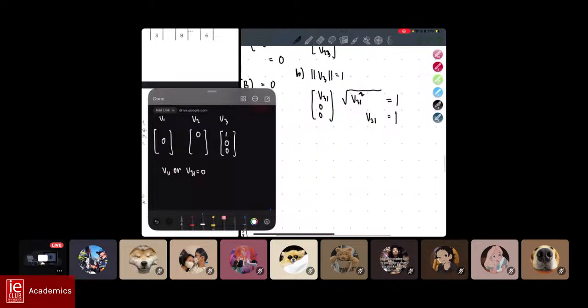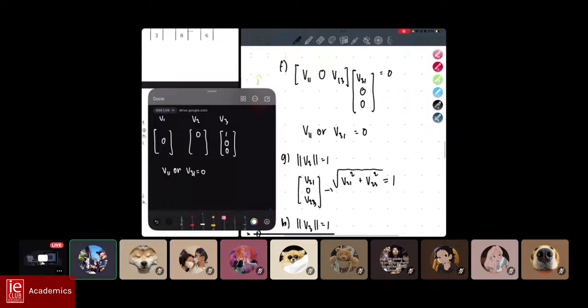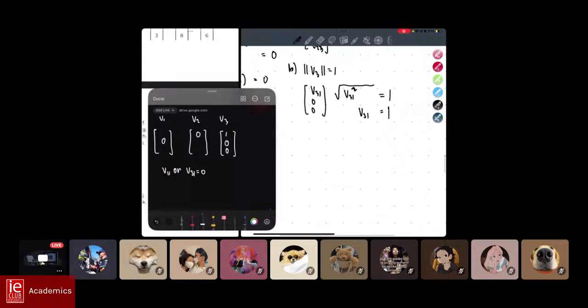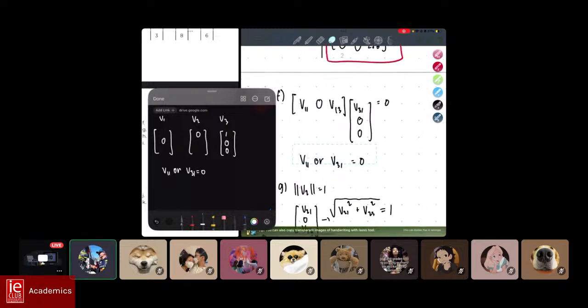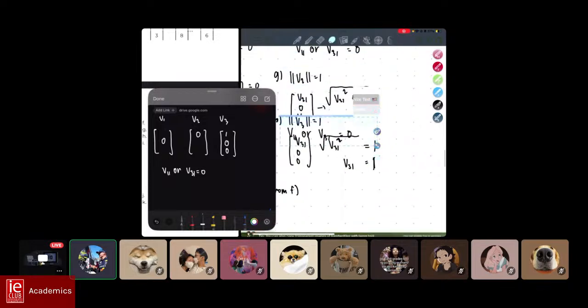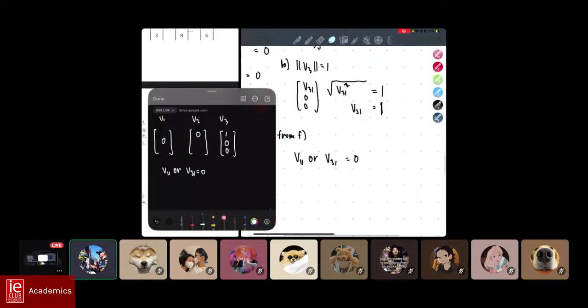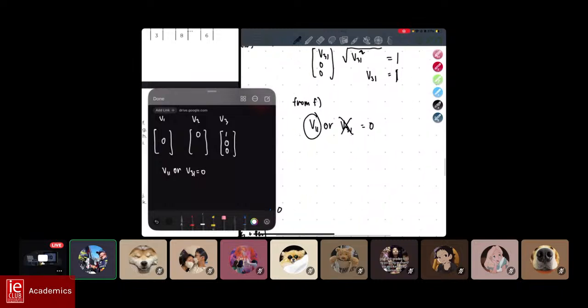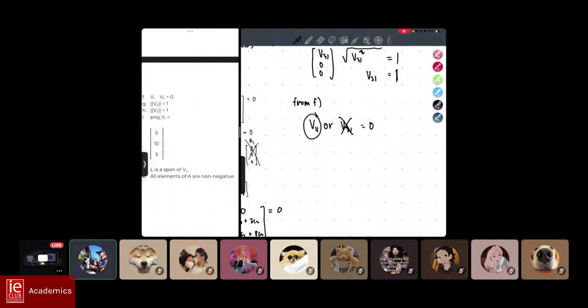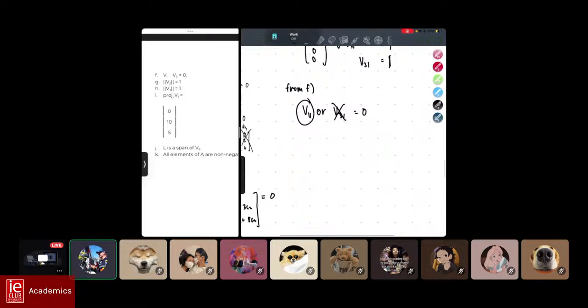We found V3. We can go back to F. From F, remember na, we set this property. We had this piece of information. Because alam natin na V31 na yung 1, it suggests na this cannot be 0. Therefore, this is 0. V11 is 0. You can also add that to what we know. Okay. So now, we move on to I.